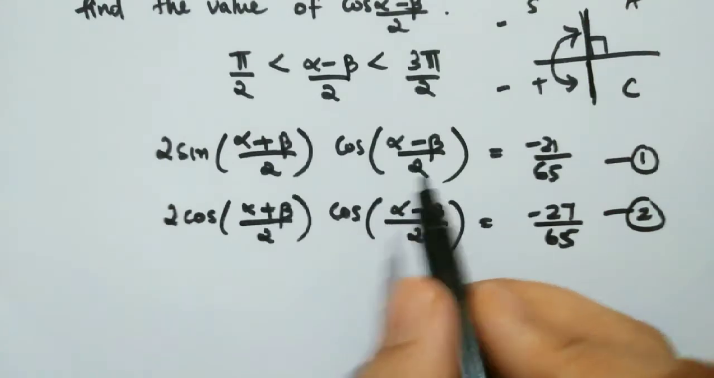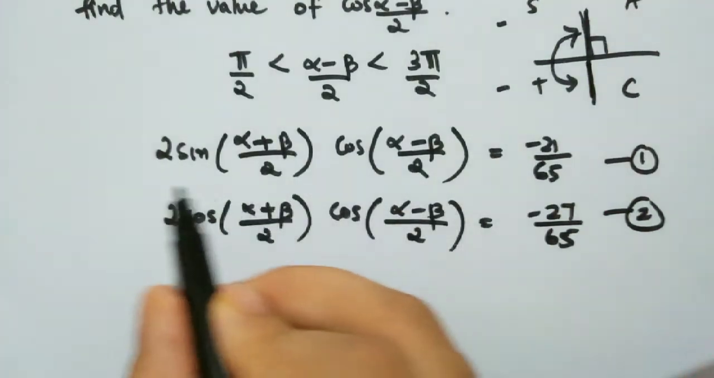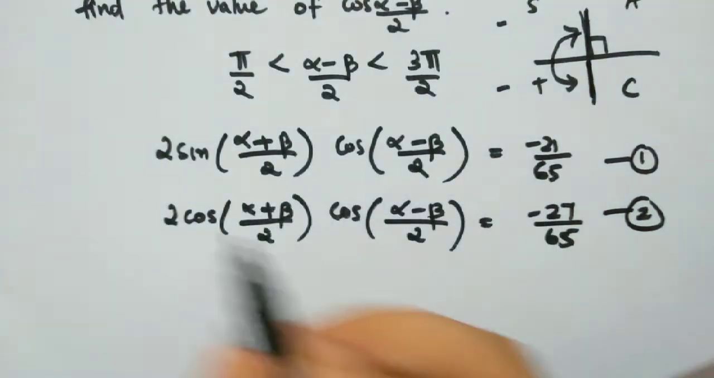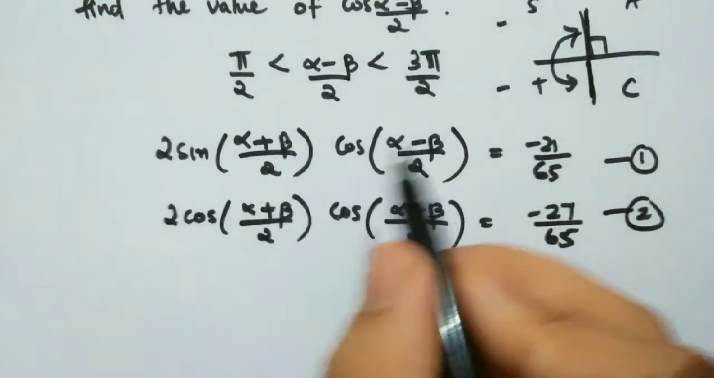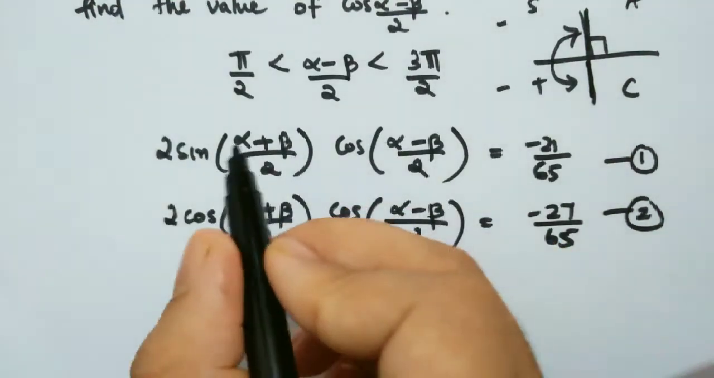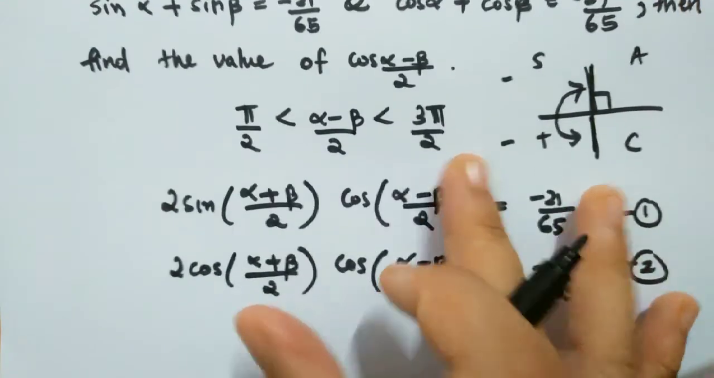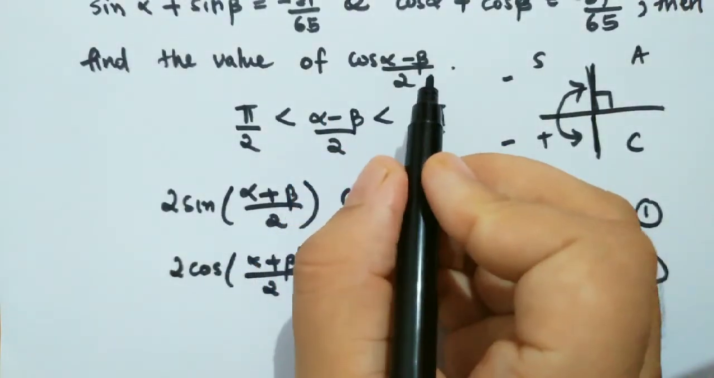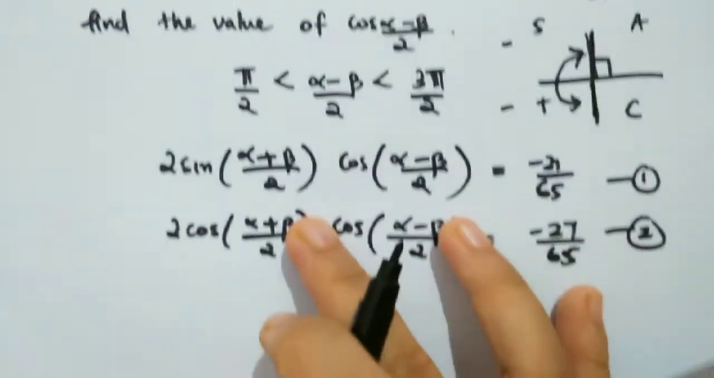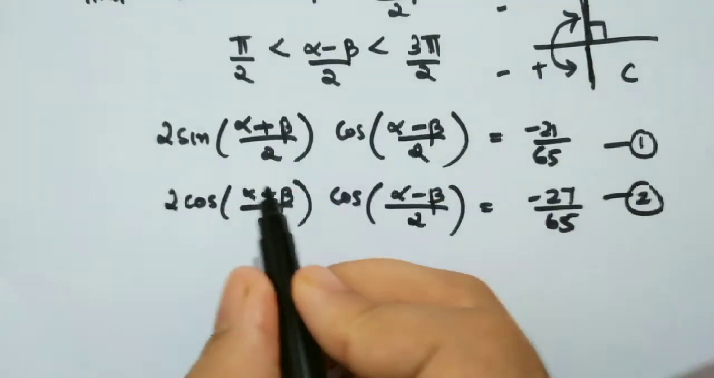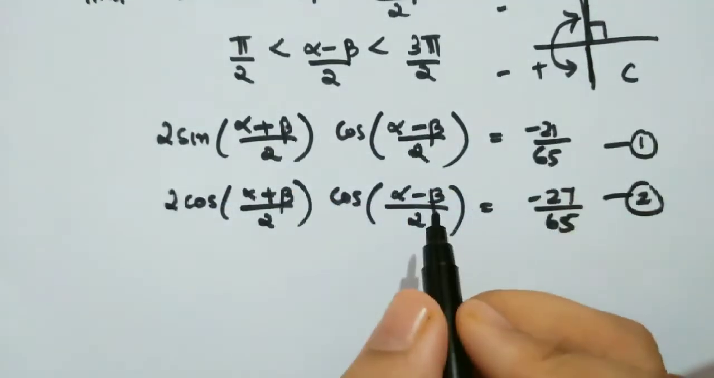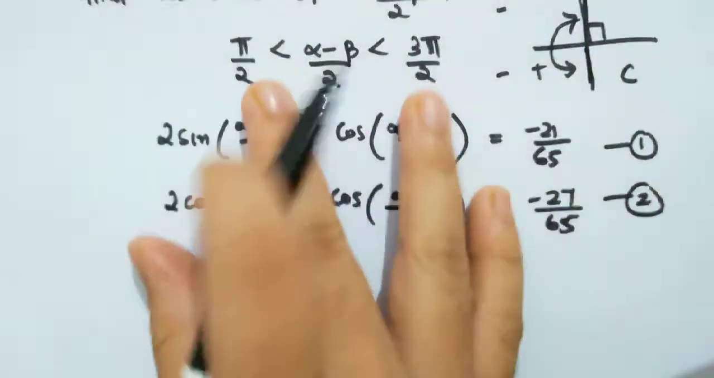There are many other methods also; we can divide these equations and find. If we divide, the 2 will cancel, and we will get tan((alpha + beta)/2), but we don't need tan((alpha + beta)/2). What we need is cos((alpha − beta)/2). So in order to get this, we have to check by doing what to these two equations we will be able to get to the final solution.